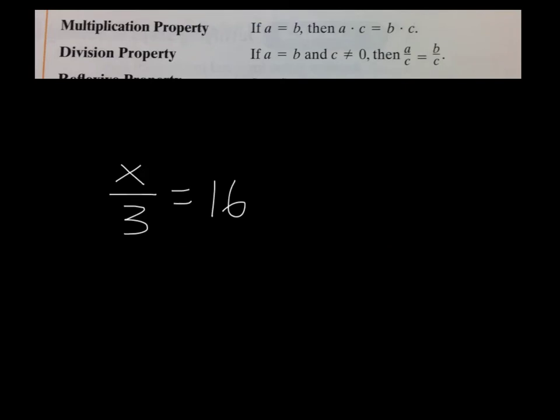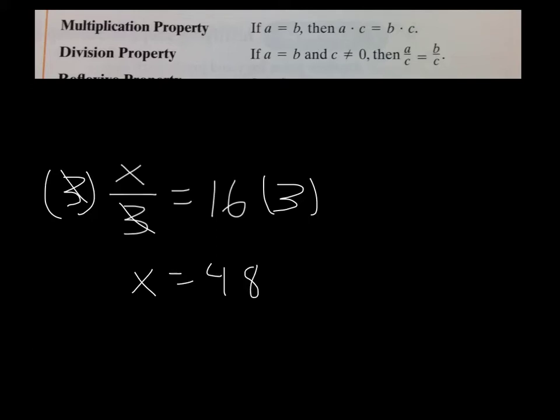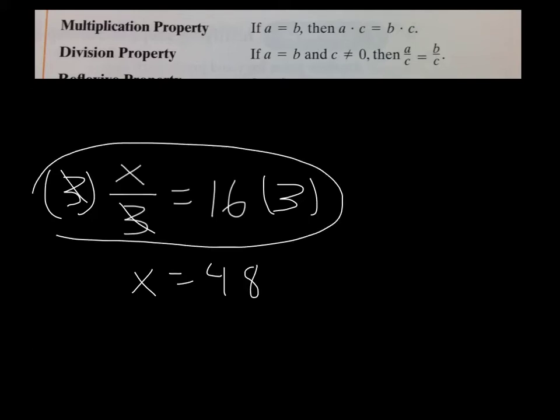Next, the multiplication property of equality says if you multiply both sides of an equation by the same thing, you get equivalent equations. So if we were to multiply both sides of this equation by 3, we will have equivalent equations. Our 3's cancel and we're left with x equals 48. Here we have used the multiplication property of equality.